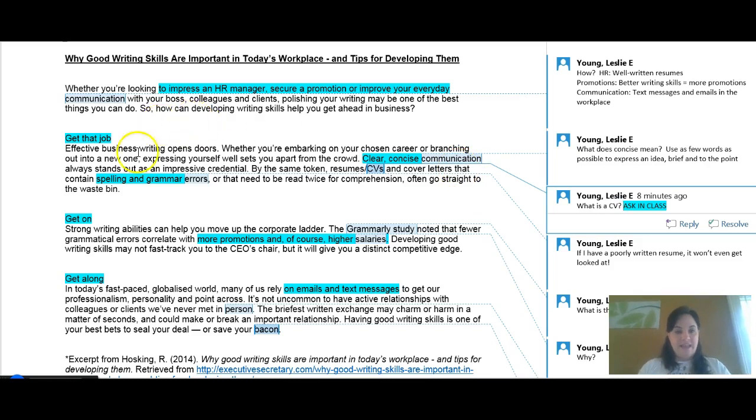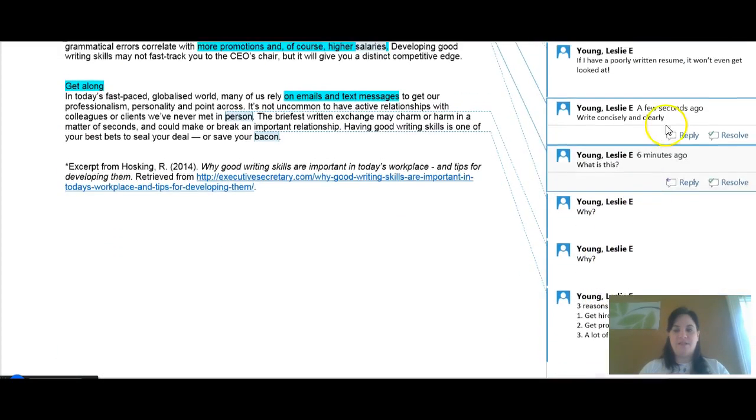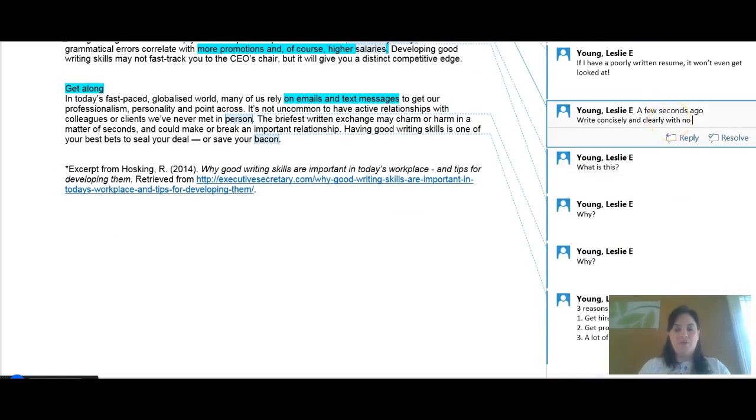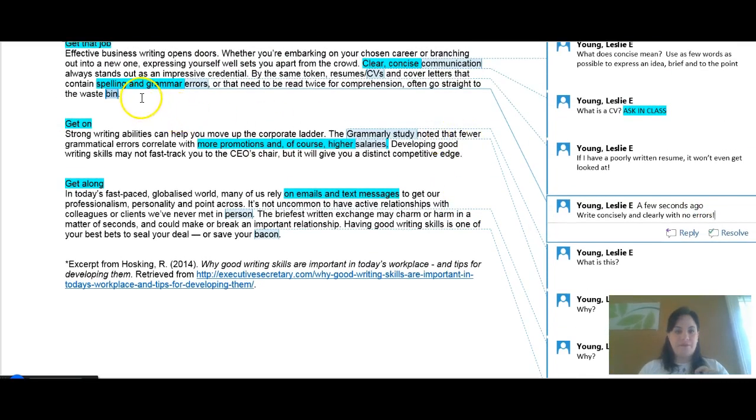And then I said you shouldn't have spelling or grammar errors. So I'm going to put another note here because I'm reviewing what this document says. So I want to write concisely and clearly, and I'm going to scroll up so you can see this, with no errors. And that's what's important. Okay. So that was here.